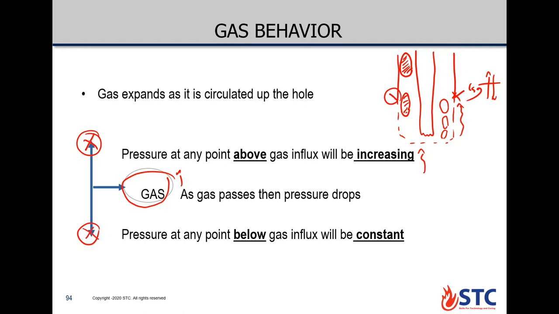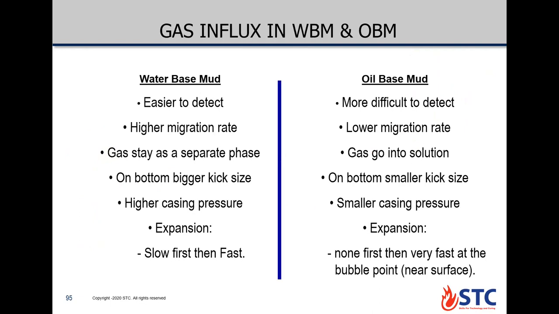If we have a specific point like the casing shoe here, and the gas is moving downward, the pressure is increasing. If the influx is passing a specific point, with some of the gas below and some of the gas above, the pressure drops or decreases. If we have a specific point and the gas is now completely above, the pressure is constant.